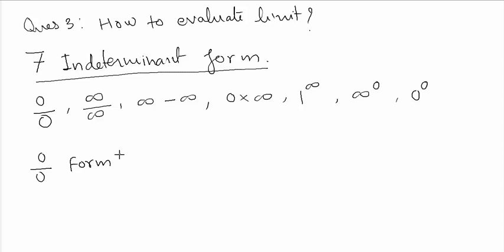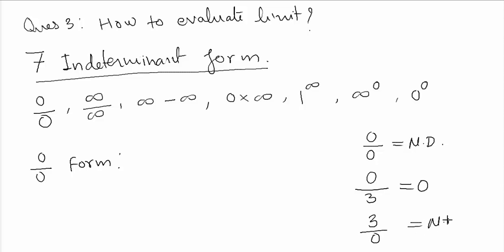What does this mean? Even in the starting lecture, we said that 0 upon 0 is not defined. Since 0 upon 0 is already not defined, this is not an indeterminate situation. You can say this is 0 by 0, equal to not defined, so it is not an indeterminate situation. Even 0 upon 3 is 0, still not an indeterminate situation. Even 3 upon 0 is not defined, and still these three are not indeterminate situations.